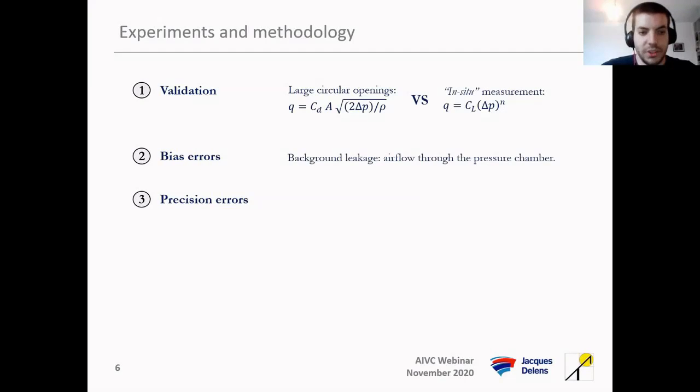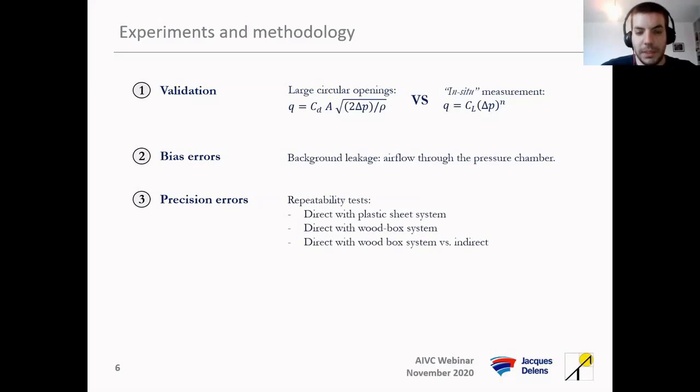And for the precision errors, I did repeatability tests, in fact 3 repeatability tests: one using the direct method with the plastic sheet system, using prop bars to improve it, one with the wood box system, and one with the wood box system, but I compared it with the indirect method, which is the same as the reductive sealing Vitor told us about, and those are the 2 main methods used in practice currently.